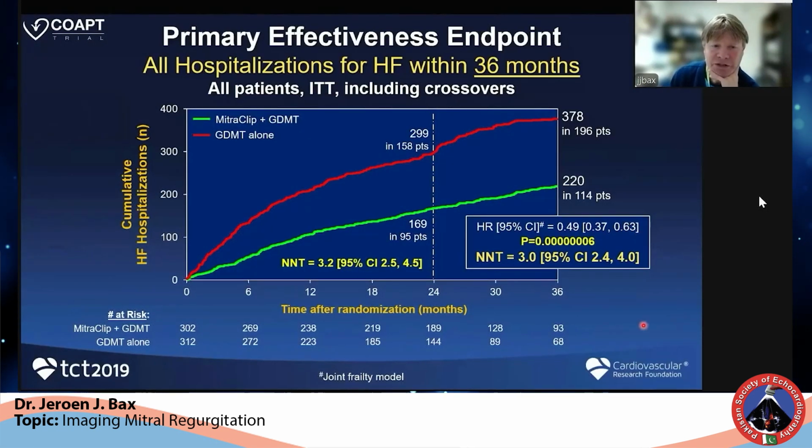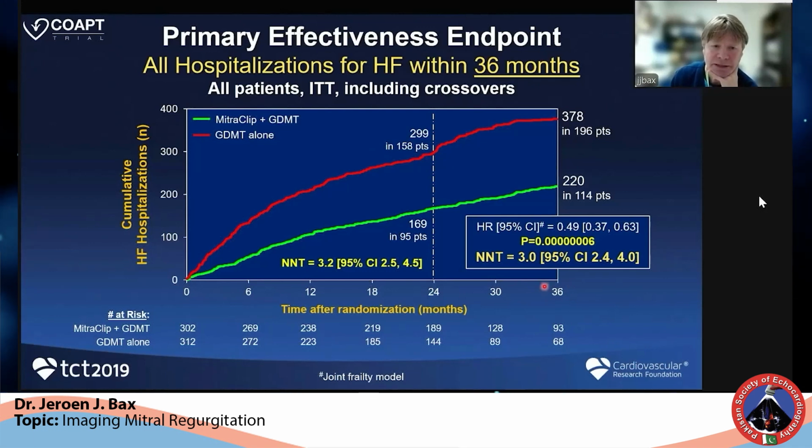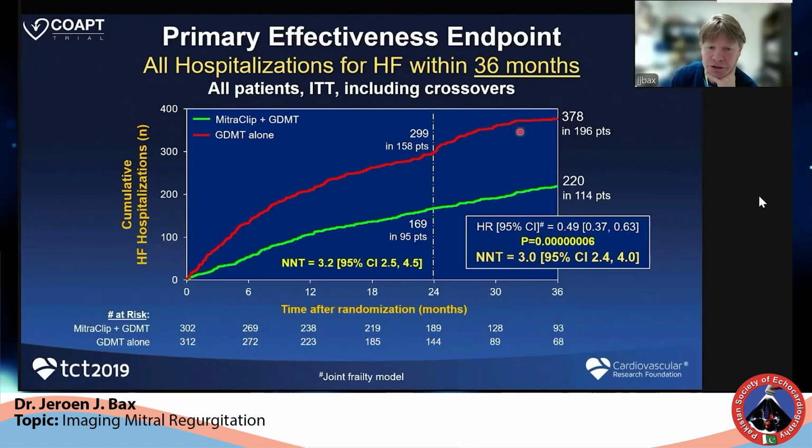This is the work from Greg Stone. All hospitalizations for heart failure within 36 months. These are the patients that got medical therapy over a follow-up of 36 months. And these are the patients that got a mitral clip. And look at the huge difference. It's a huge success. The number needed to treat was only 3.2 if you look at 24 months follow-up. The number needed to treat was sustained if you look at 36 months follow-up. Here it was 3, here it was 3.2. Look at the p-value. I cannot even count these numbers.